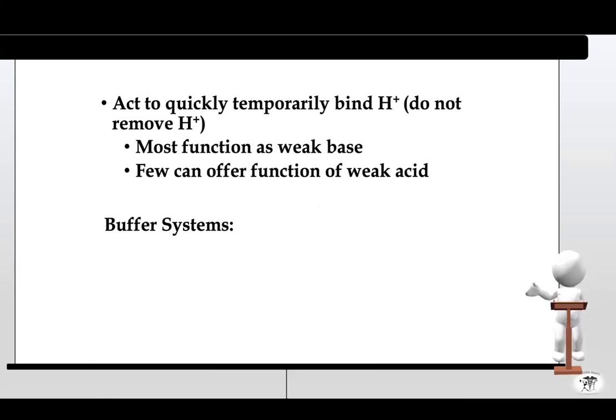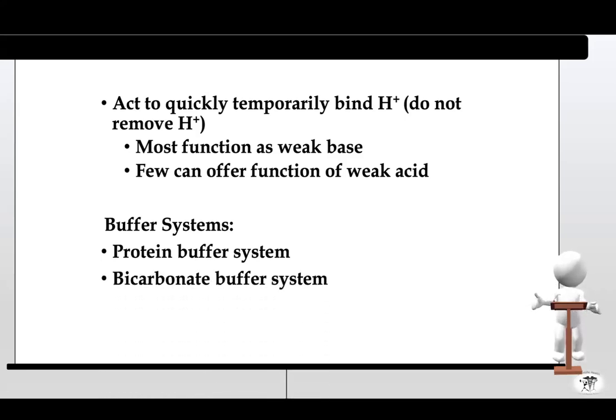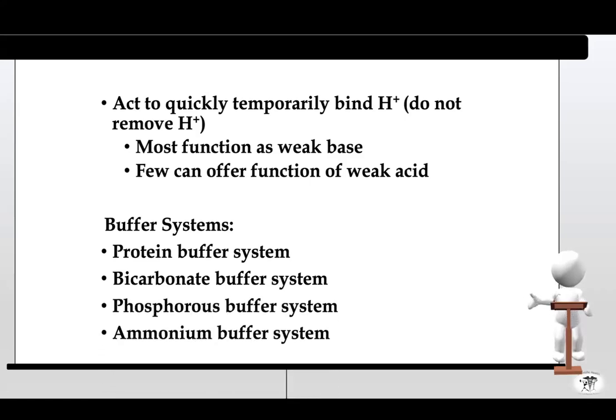This, for most of us and for most of the buffers, will be acting as weak bases. That's where they're going to temporarily bind onto the molecules that will provide hydrogen ions to the plasma. Well, if they can act as a weak acid, that is where they're going to allow for additional hydrogen ions to be released based off of conditions. These include the protein buffers, the bicarbonate buffer system, the phosphorus buffers, as well as the ammonia and ammonium buffers.